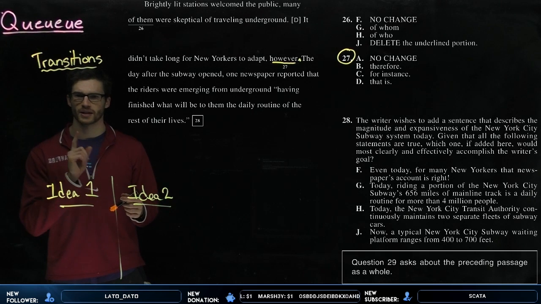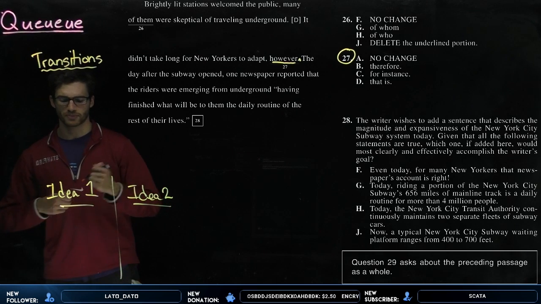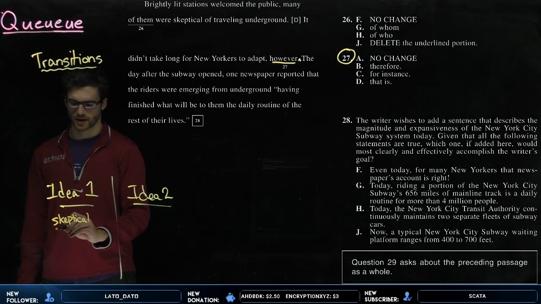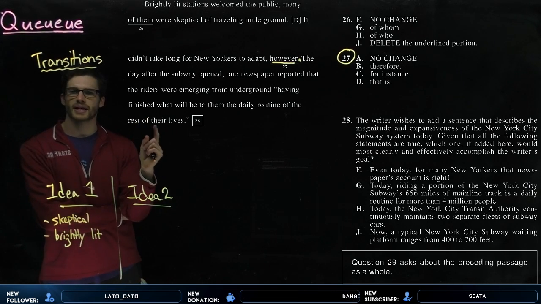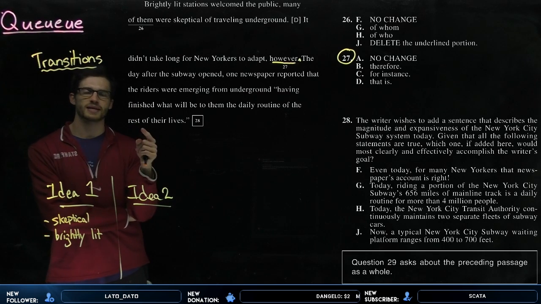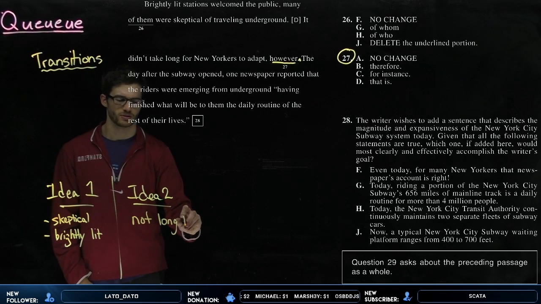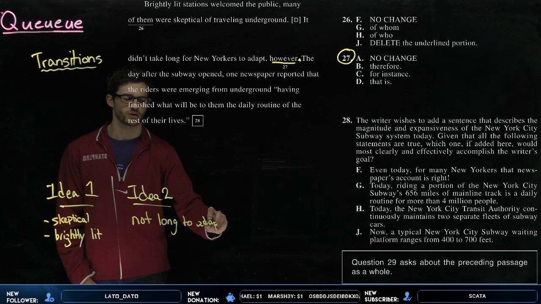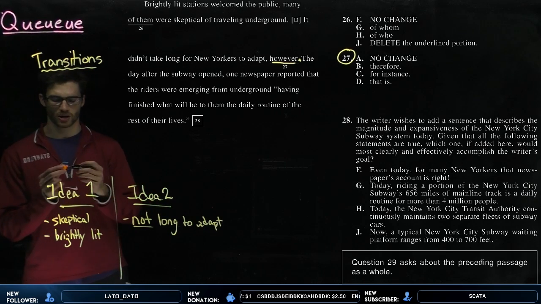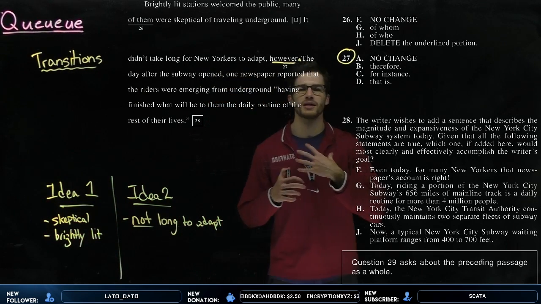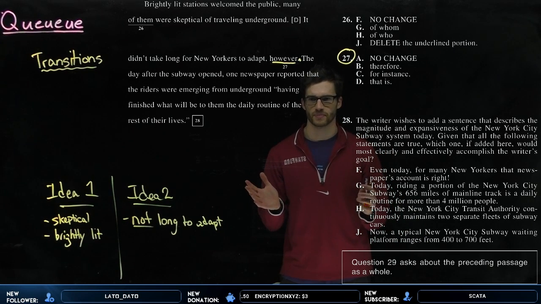So the first idea is the brightly lit stations and that the public was skeptical. So I'm going to write skeptical and brightly lit. Not sure which of those two ideas matters yet. Then the second idea is actually going to be the sentence that precedes however. It didn't take long for New Yorkers to adapt. Not long to adapt. Now what should catch your eye is that we have a negative here. We say it's not long. So when you have a negative, it would make me lean towards there's some sort of difference here. We are contrasting.